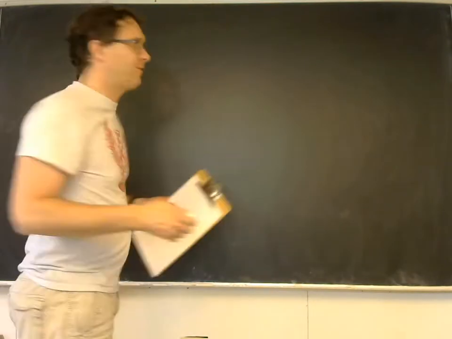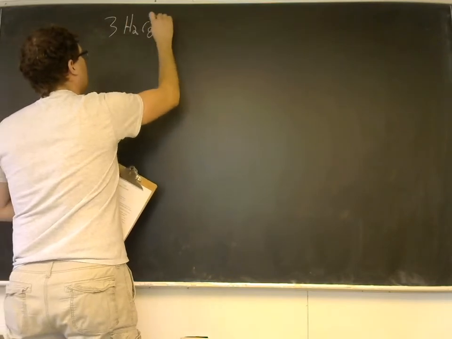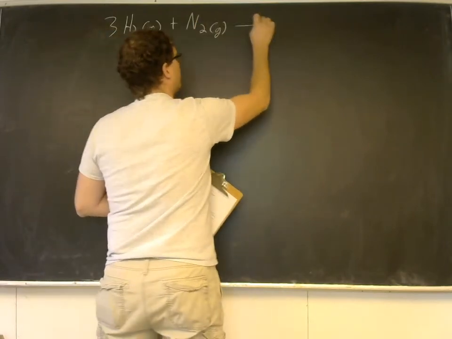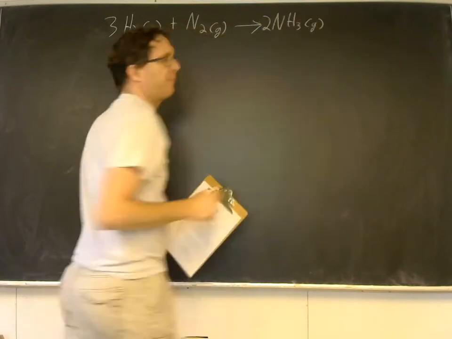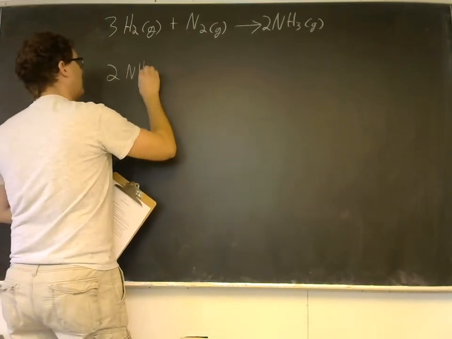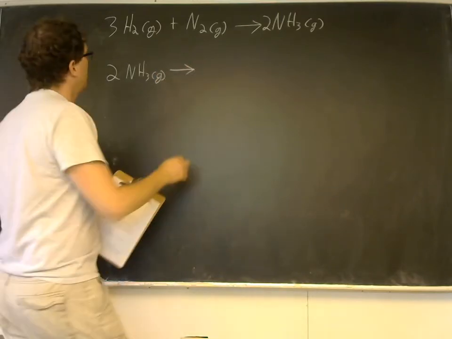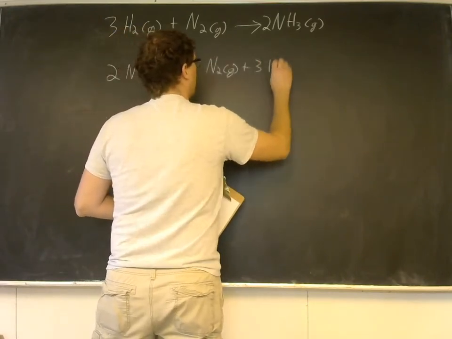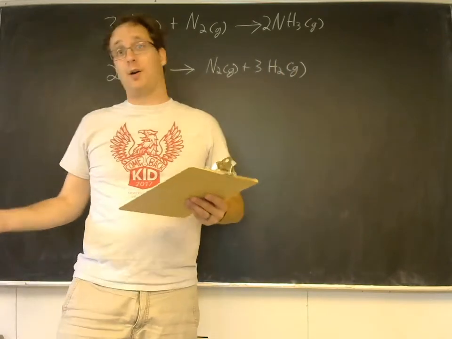We can have two different chemical reactions. 3H2 gas can combine with N2 gas, and that will produce NH3 gas, two of them. But we can also have this reaction. NH3 gas can decompose into N2 gas plus 3H2 gas. Both of those can and do occur in nature.